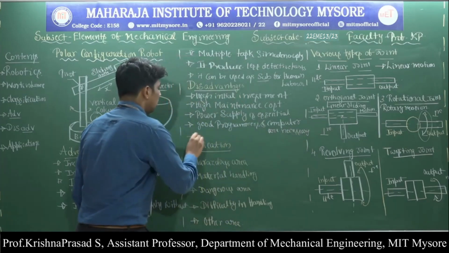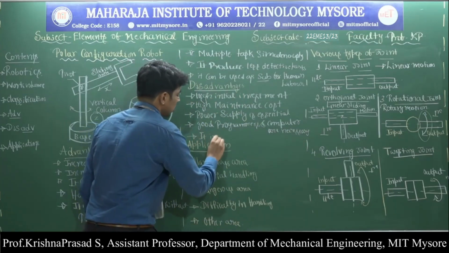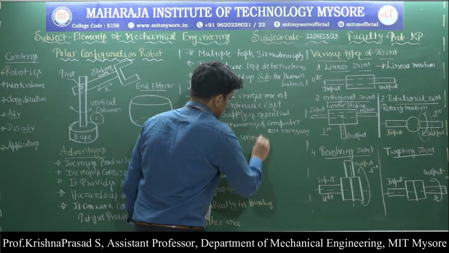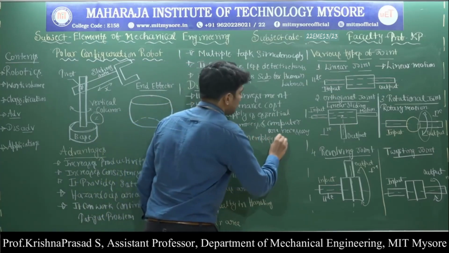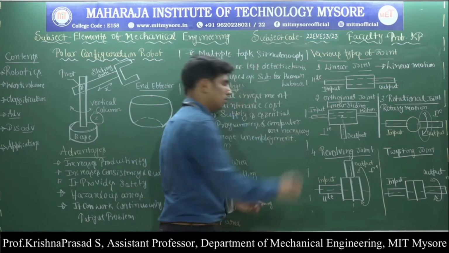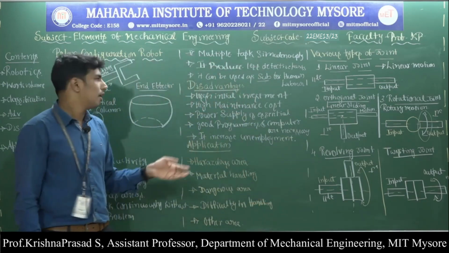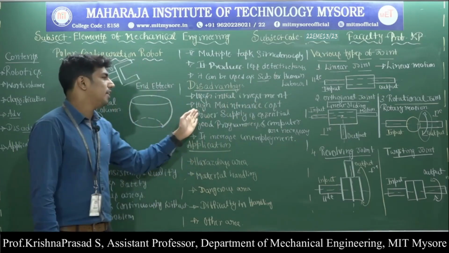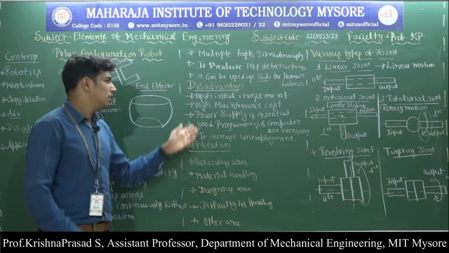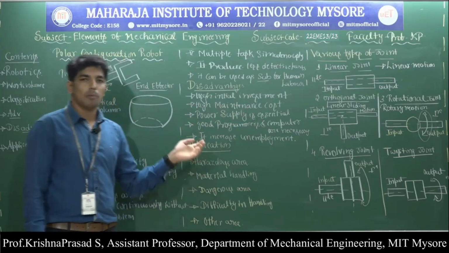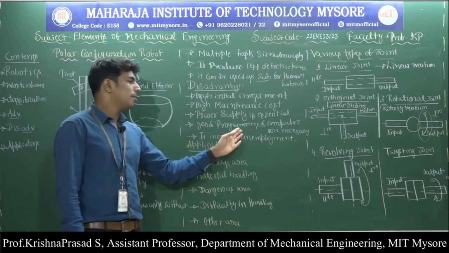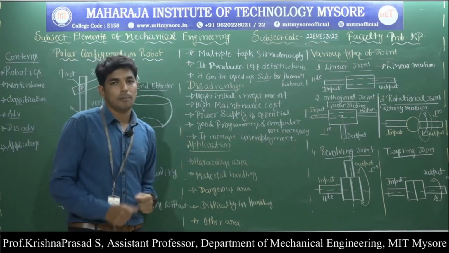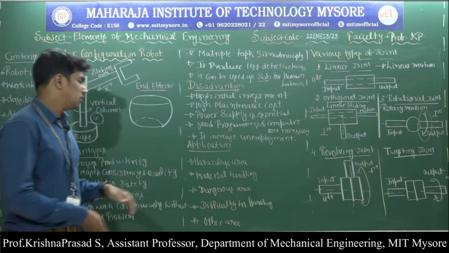And the last one: it increases unemployment. That means it reduces the opportunity for human labor. So some of the disadvantages are high initial investment, high maintenance cost, power supply being essential to operate the industrial robot, good programmers and computers being necessary, and the increased problem of unemployment. Okay, then applications.